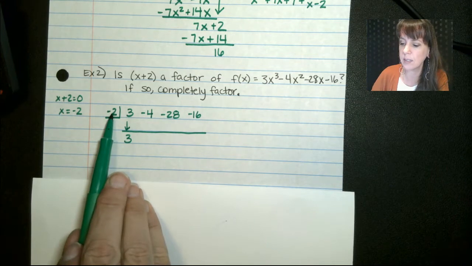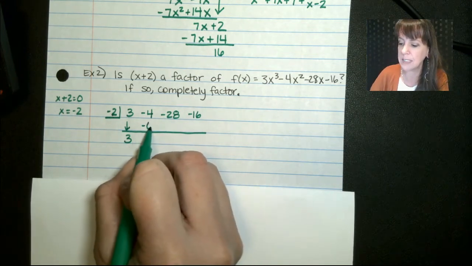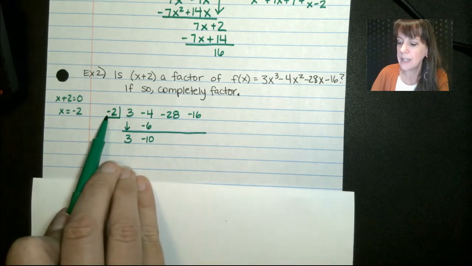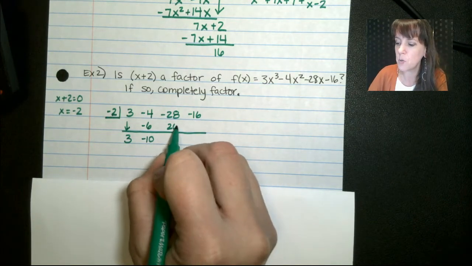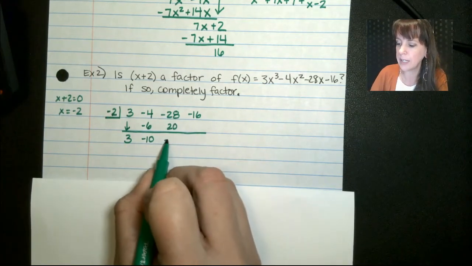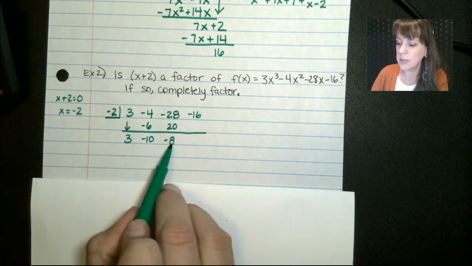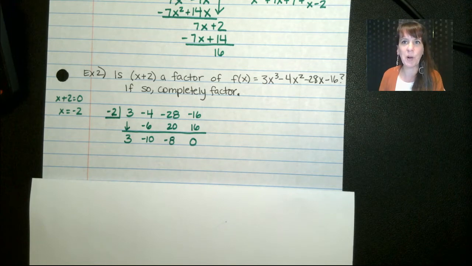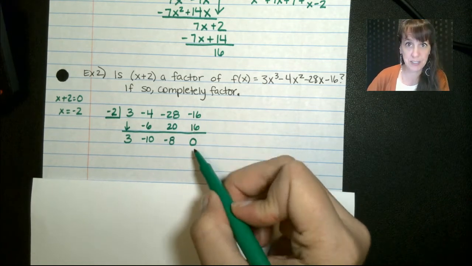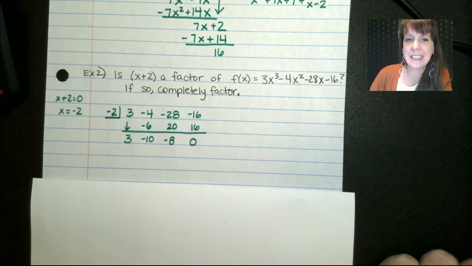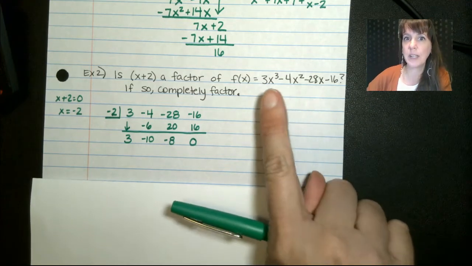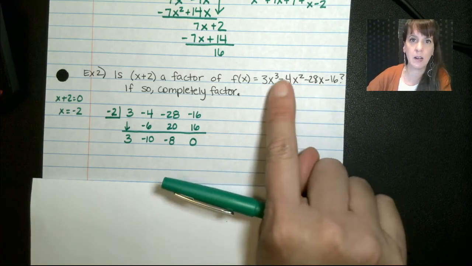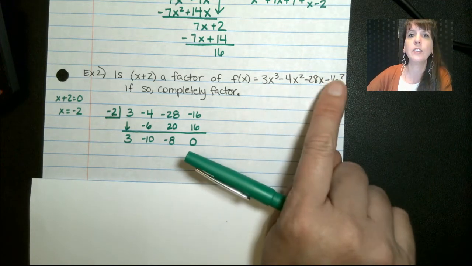Here's how it works. Negative 2 times 3 is negative 6. Add these two together to get negative 10. Negative 2 times negative 10 is positive 20. Add those two together, I get negative 8. Negative 2 times negative 8 is positive 16. Yes, this is what we want. If our remainder, which is this last one here, is 0, then this has worked. Now, when I said you need to use a placeholder, if you're missing x squared, x to the third, any of those, you also have to use a placeholder.